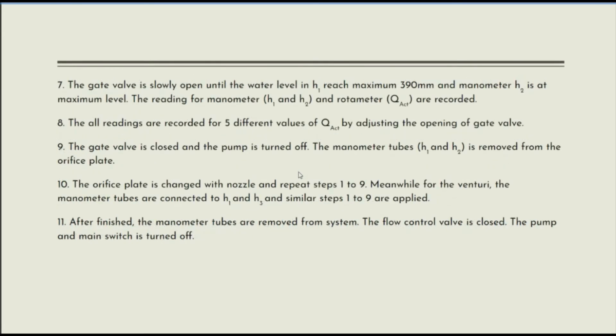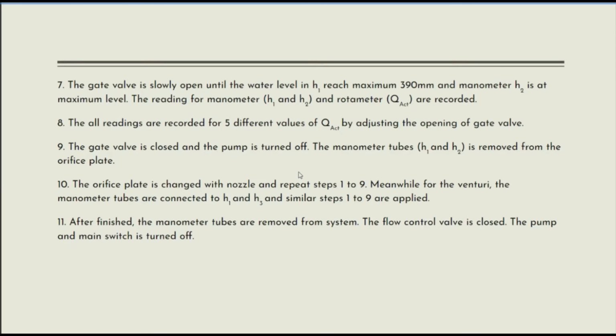Next, the gate valve is slowly opened until the water level in H1 reaches the maximum of 390 mm and manometer H2 is at maximum level. The readings for manometer H1 and H2 and rotameter Q actual for measuring the actual flow rate are recorded. All readings are recorded for 5 different values of actual flow rate by adjusting the opening of the gate valve.